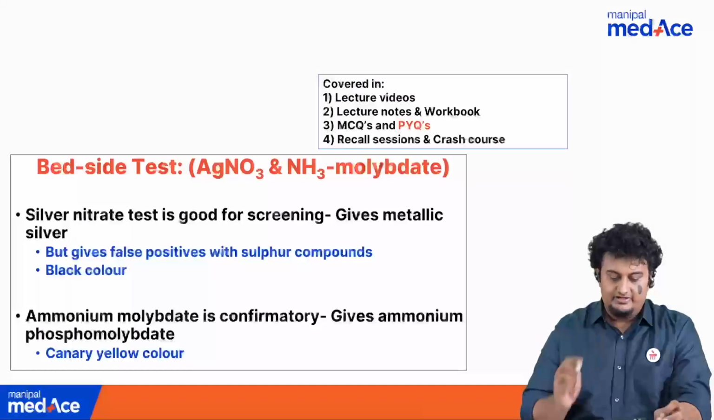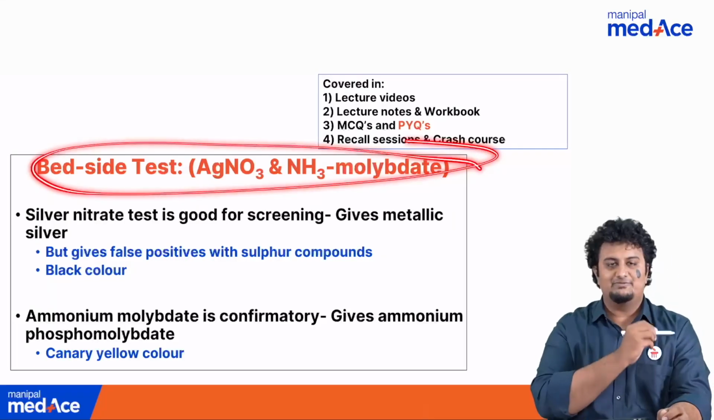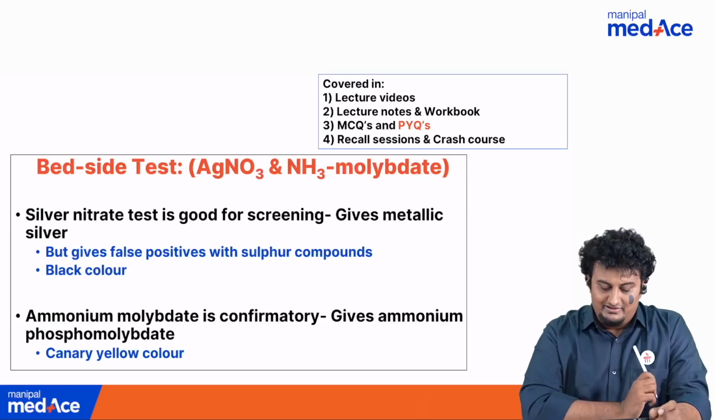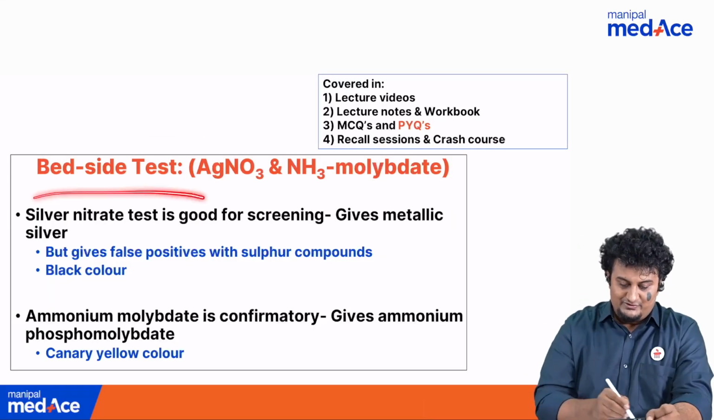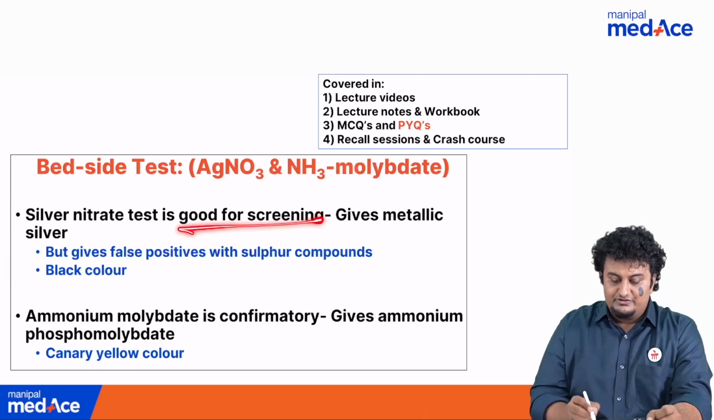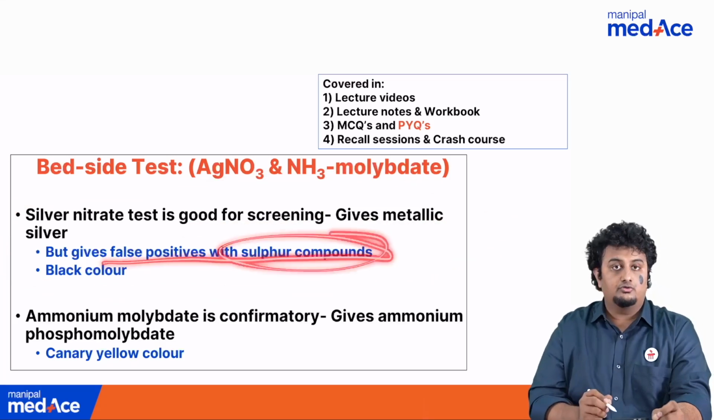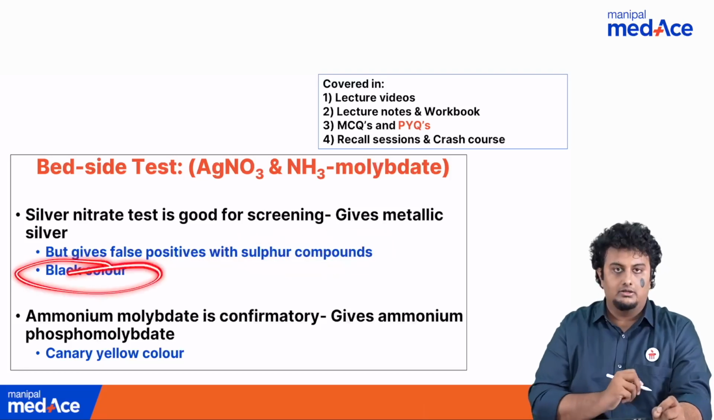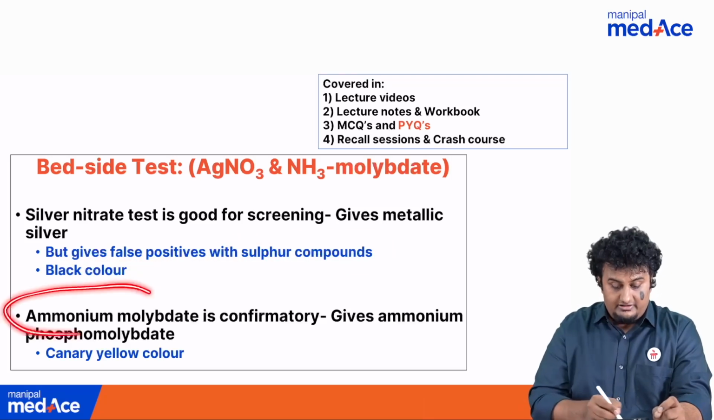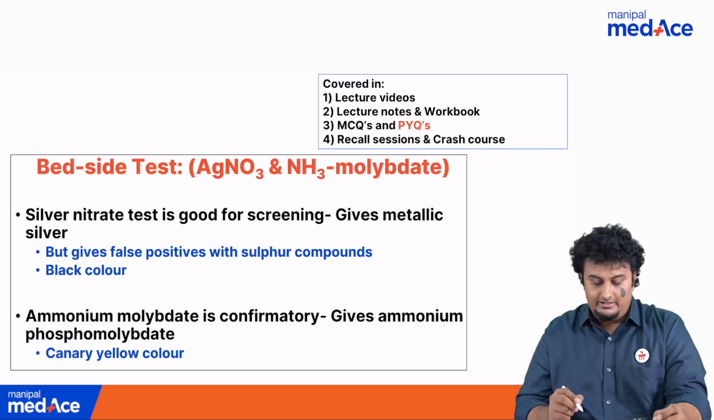Along with which, one very important thing, I did mention also very specifically the silver nitrate test, right? So students, you have no excuse. I have mentioned it very clearly. It is a good screening test. It gives a metallic silver, but false positives may also occur through sulfur compounds. It gives a black color. And also another test is ammonium molybdate, and this is confirmatory.